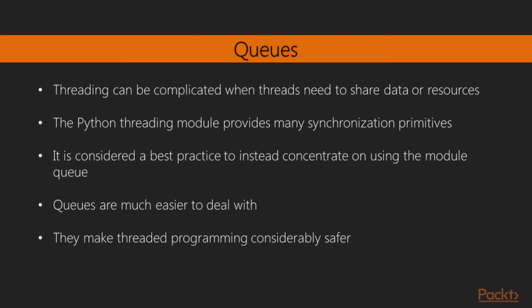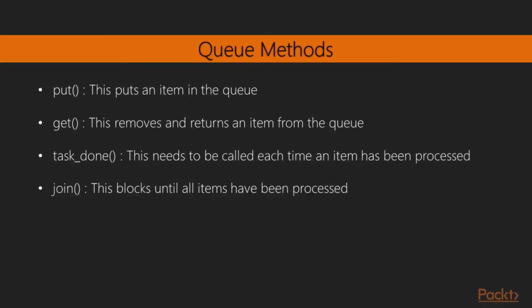While these options exist, it is considered a best practice to instead concentrate on using the queue module. Queues are much easier to deal with and make threaded programming considerably safer, as they effectively funnel all access to a resource to a single thread and allow a cleaner and more readable design pattern. We will simply consider these four queue methods. 1. Put function. This puts an item in the queue. 2. Get function. This removes and returns an item from the queue. 3. Task done function. This needs to be called each time an item has been processed. 4. Join function. This blocks until all items have been processed.